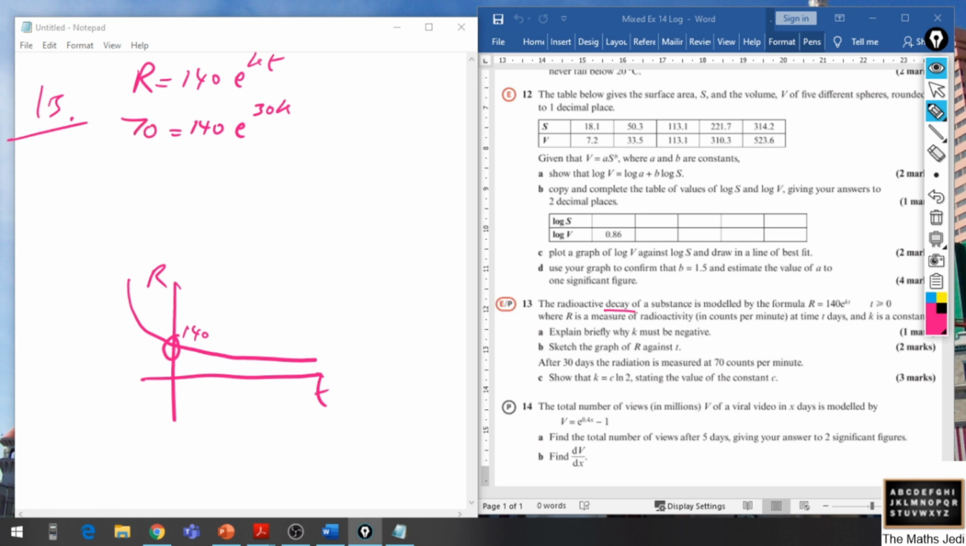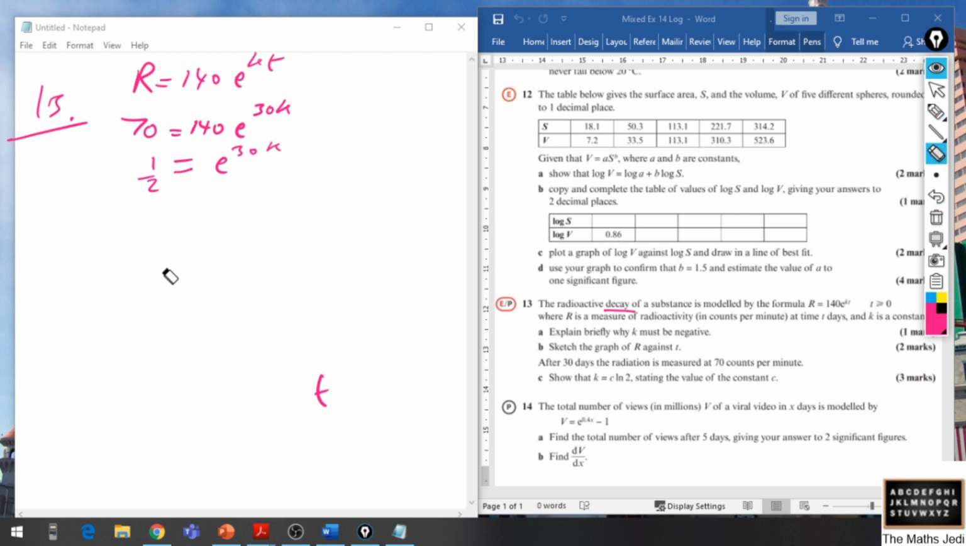So that's 70. So do 70 divided by 140. That's going to be a half. So we know that e to the 30k is a half. We're going to take natural logs on both sides. So log of a half equals log of e to the 30k. Using the rules of logs, I can bring this power down, but because log e is 1, that effectively disappears, and I've got log of a half here.